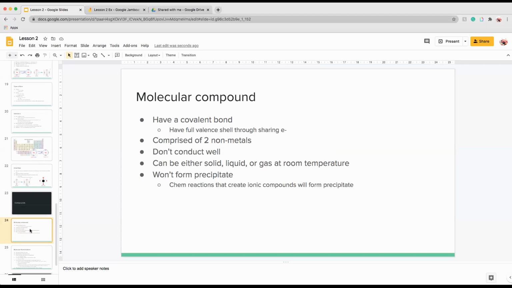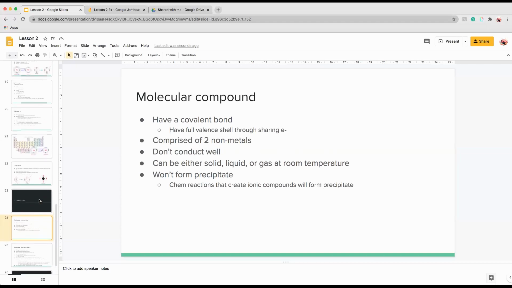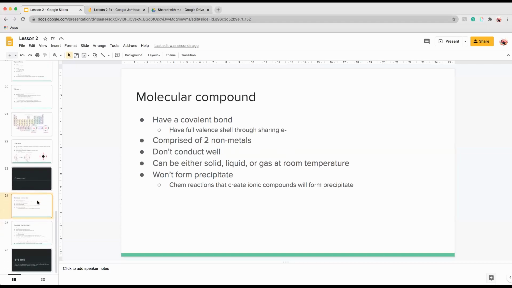Wait, stop. Don't listen to what I just said. I got something completely wrong. Tony, I'm calling you up again. Is molecular compound the one with the metal and non-metal, or is that the ionic compound? That's the ionic. It's the ionic, with the metal and non-metal? The metal and the non-metal is ionic. Okay, guys, I completely screwed a topic up.